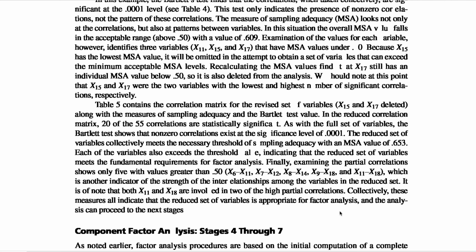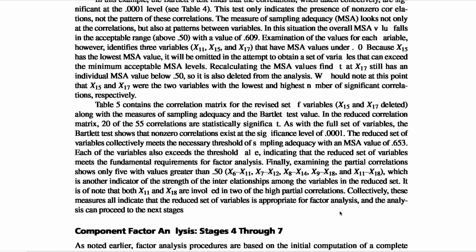In the reduced correlation matrix, 20 of the 55 correlations are statistically significant. As with the full set of variables, the Bartlett test shows that non-zero correlations exist at the significance level of 0.0001. The reduced set of variables collectively meets the necessary threshold of sampling adequacy with an MSA value of 0.653. Each of the variables also exceeded the threshold, indicating that the reduced set of variables meets the fundamental requirement for factor analysis.